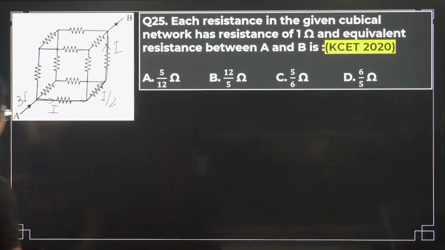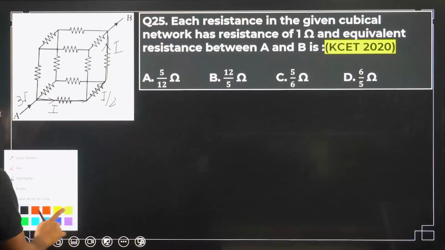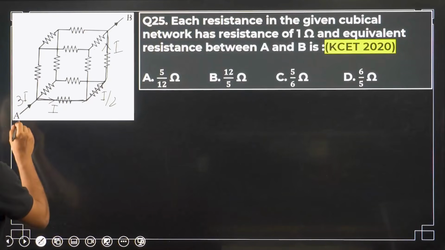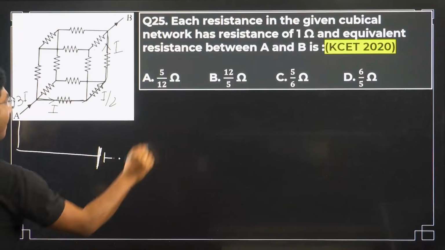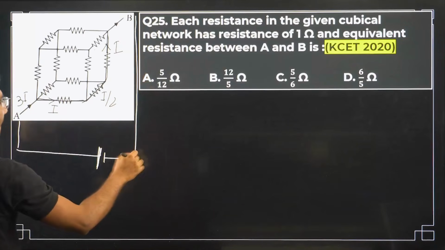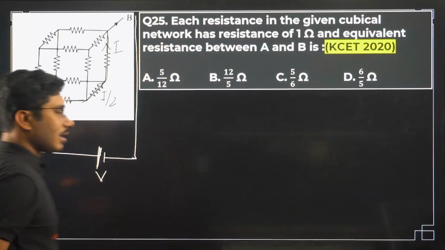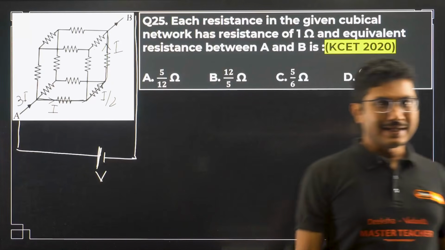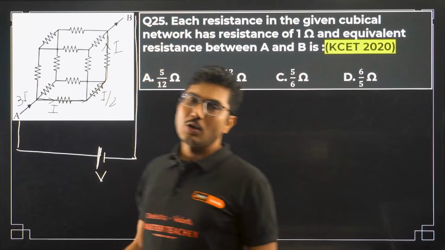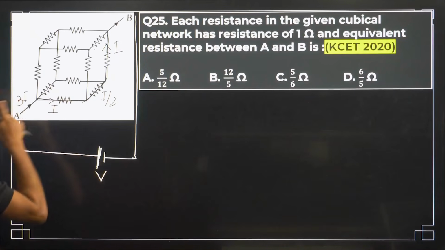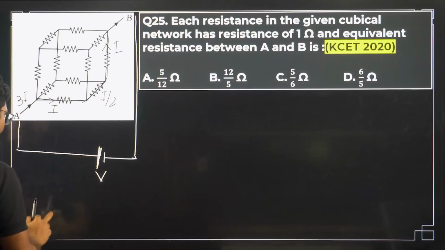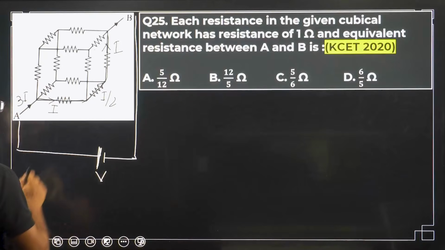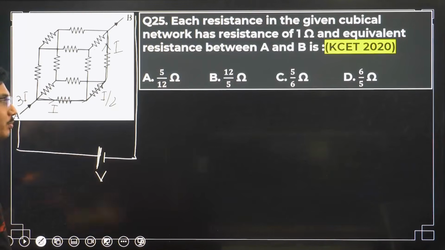Now if you apply say a V volt power supply in this cube, what is the current? The current is 3I. Now let us apply Kirchhoff's voltage law, and to apply Kirchhoff's voltage law, as I said, we need to construct a loop. So what is the loop?